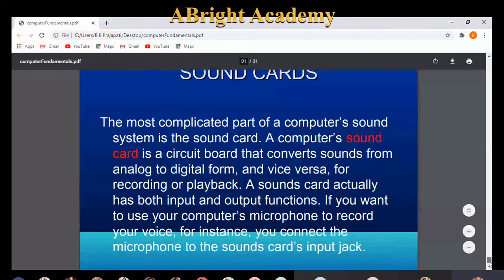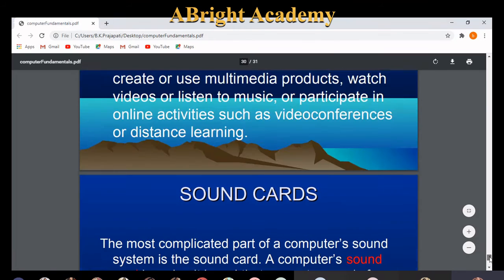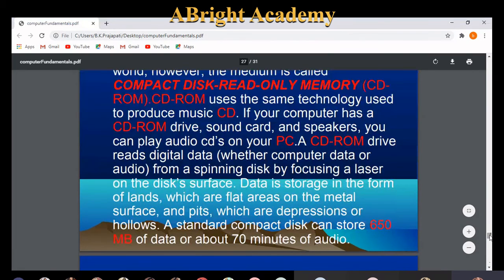Sound card. The most complicated part of the computer sound system is the sound card. A computer sound card is a circuit board that converts sound from analog to digital form and vice versa. For recording or playback, a sound card actually has both input and output functions. If you want to use your computer microphone to record your voice, for instance, you connect the microphone to the sound card input jack.